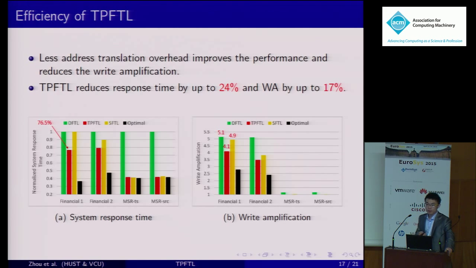Although it's most challenging for flash memory to perform well in random write intensive workloads, TPFTL achieves the greatest advantages in the Financial1 workload, a random write intensive workload: about 24% system response time reduction and 17% write amplification reduction compared to SFTL, and DFTL performs slightly worse. In Financial2 workloads, TPFTL performs better than SFTL by about 9%. And in MSR workloads, both TPFTL and SFTL match the optimal FTL, and DFTL falls behind. These results show TPFTL can reduce the system response time and the write amplification, so improving the performance and lifetime of flash memory.